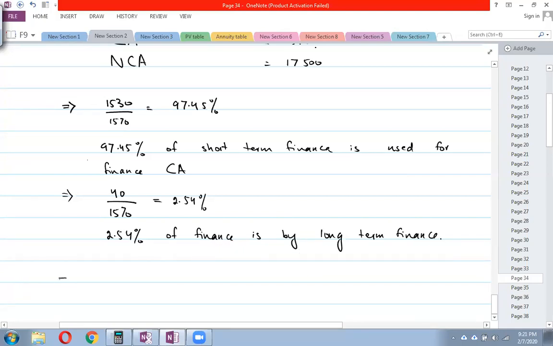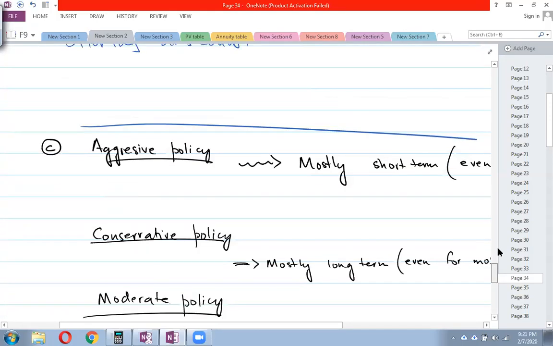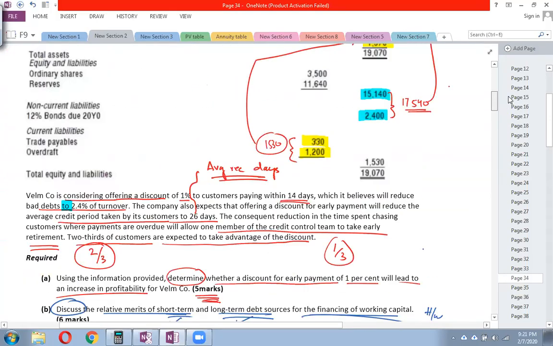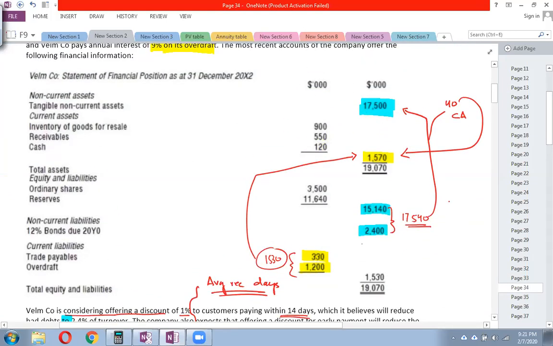So what do you think? It's aggressive policy, right? Most of the finance is short-term. Now, we were also discussing the permanent current asset or the fluctuating current asset. Of course, we cannot see the permanent or the fluctuating current asset in the balance sheet here, but we can clearly see that most of the finance is financed by short term and just a very small amount is actually used by long term.